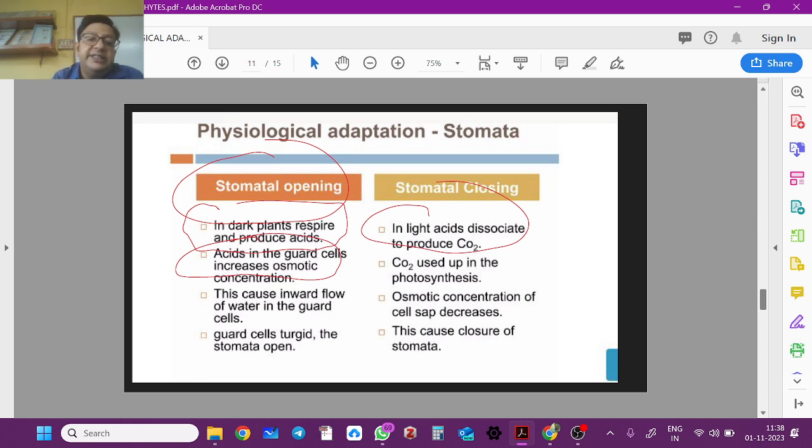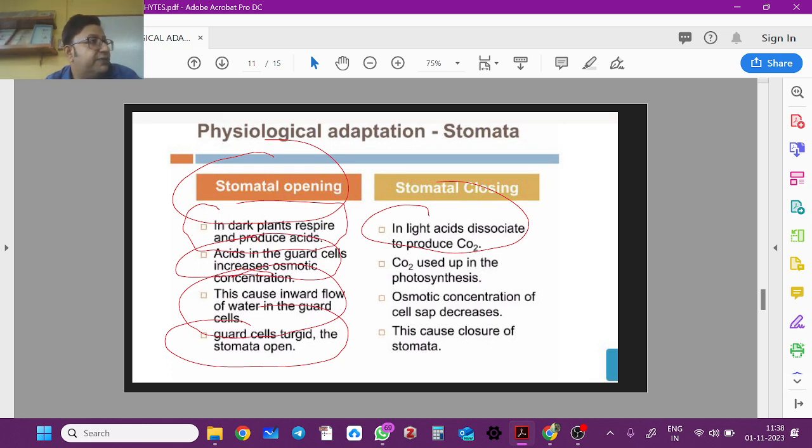So what happens by pulling water? This causes the inward flow of water in the guard cells. The guard cells are turgid, meaning filled with water, and when filled with water, the stomata is open. In daylight, CO2 is formed. CO2 is used up in photosynthesis. So CO2 is captured for photosynthesis, which makes oxygen.